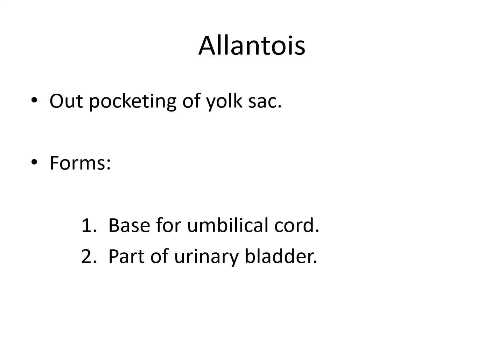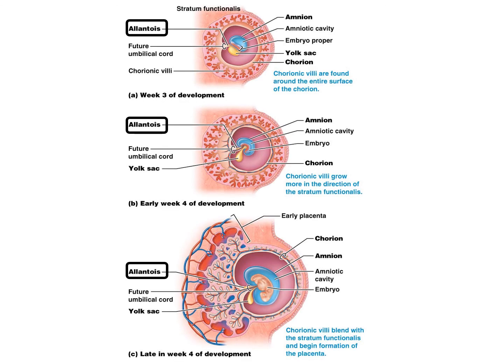The allantois is an outpocketing of the yolk sac. It forms the base of the umbilical cord and part of the urinary bladder. So many of these extraembryonic membranes have important embryonic functions, but many are retained for future organs later in life. So here's the allantois at 3 weeks of development. Here's at 4 weeks of development, and finally here's after 4 weeks.